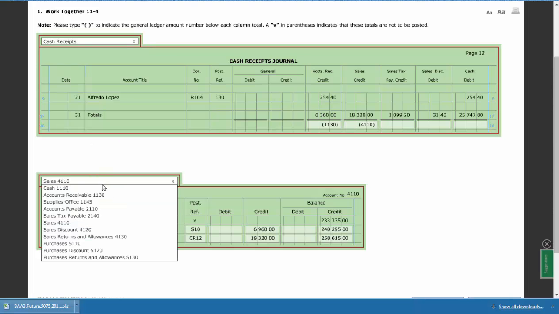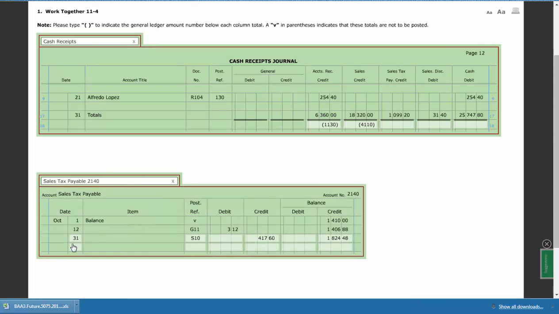After sales, you will do sales tax payable. Sales tax payable is a liability account, has a credit balance as well. So we are going to credit sales tax $1,099.20. Already has a credit balance. We're going to add those two together.